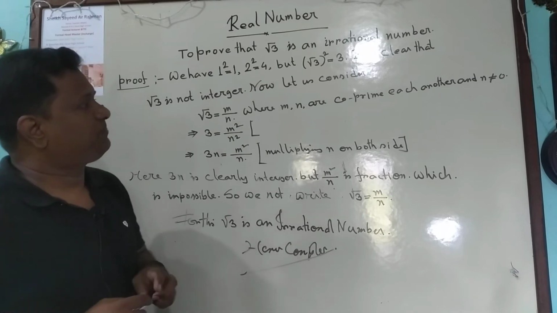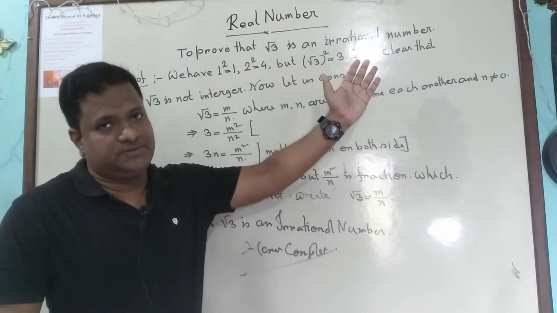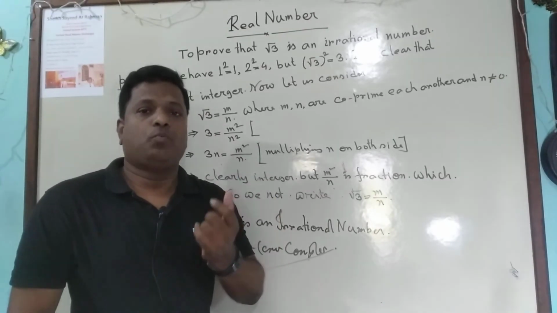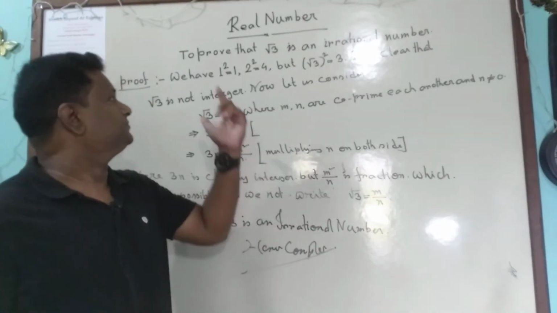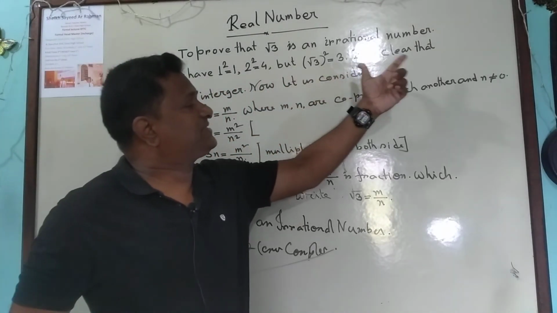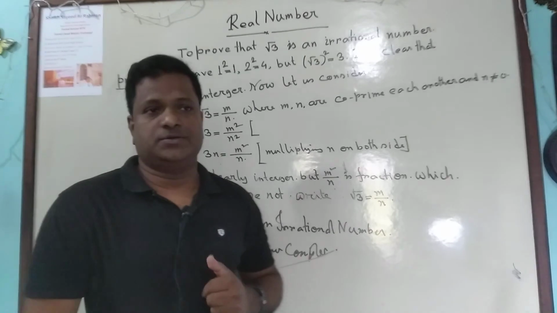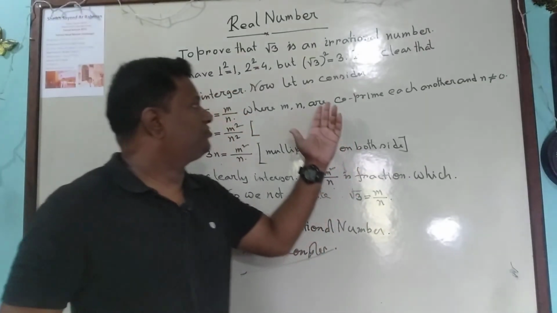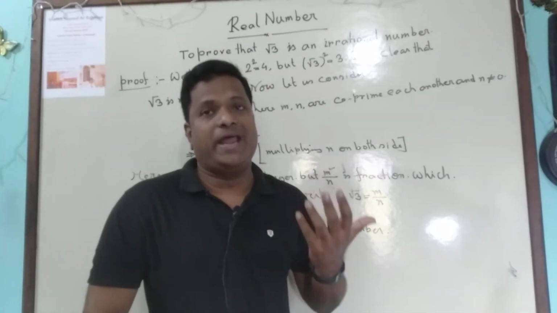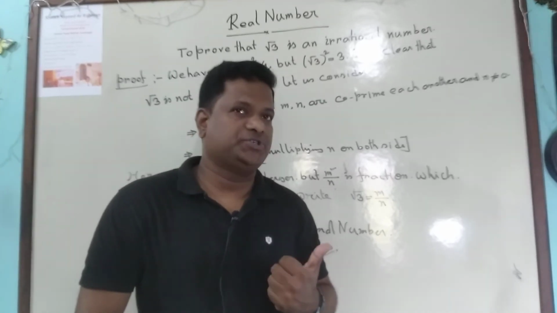Now we explain again our problem, to prove that root 2 is an irrational number. First we have to show why root 2 exists in our real life. We have 1 square equal to 1, 2 square equal to 4, but root 3 square equal to 3. It is clear that root 3 is not an integer. Since it is not an integer, it is a fraction, so we consider root 3 equals m by n, where m and n are co-prime to each other and n is not equal to 0.